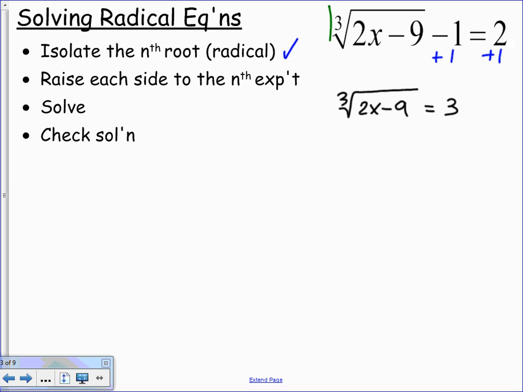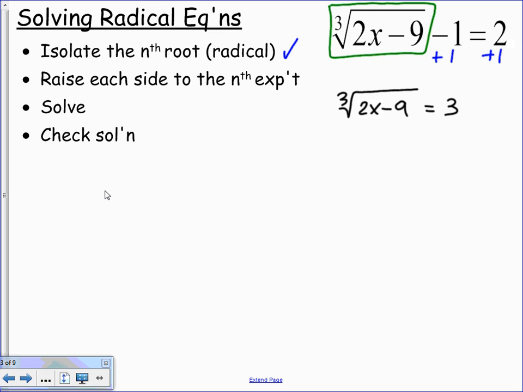And maybe some people would prefer, you could go in and you could box or circle what is the radical. It includes the index, it includes the symbol, it includes the stuff underneath. So any number that doesn't fit that needs to be moved right away. Okay, so we've isolated the radical. The cube root of 2x minus 9 is now all by itself.